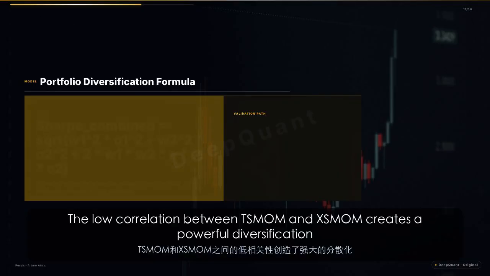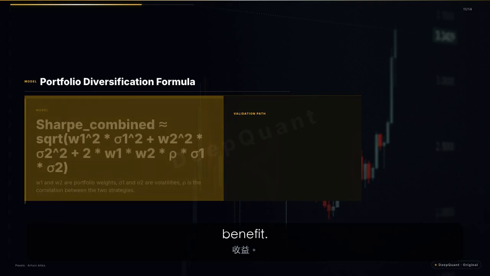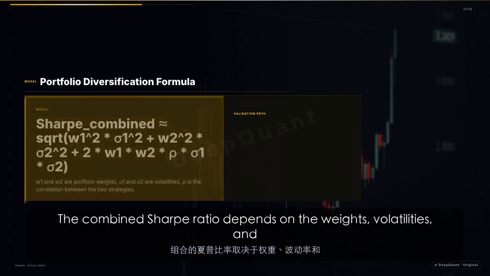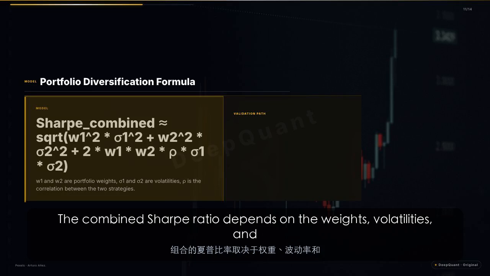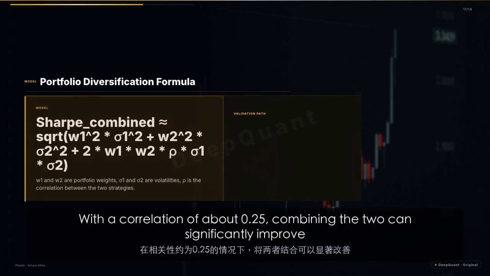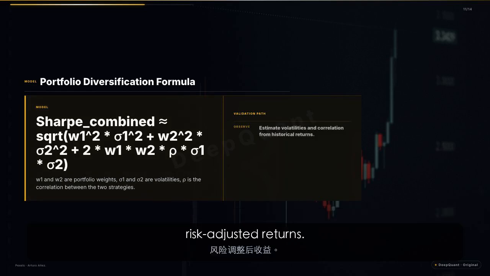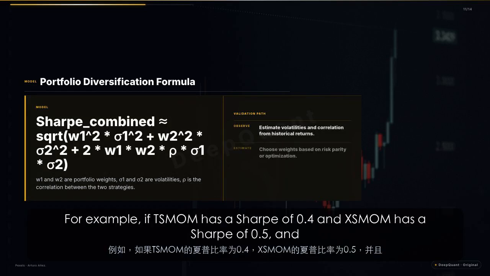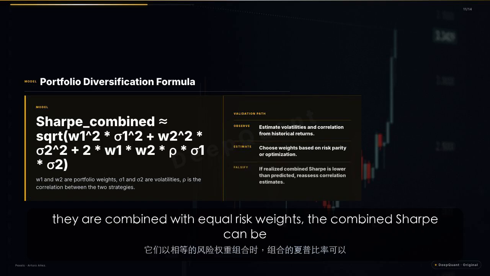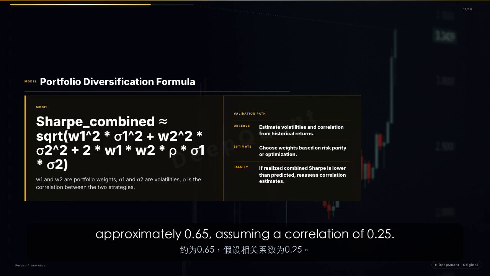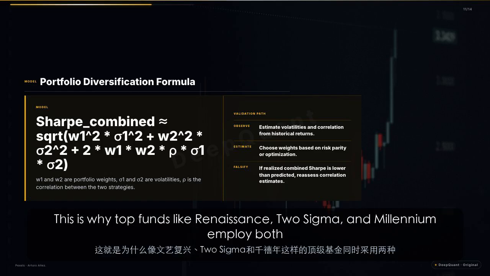The low correlation between TSMOM and XSMOM creates a powerful diversification benefit. The combined Sharpe ratio depends on the weights, volatilities, and correlation. With a correlation of about 0.25, combining the two can significantly improve risk-adjusted returns. For example, if TSMOM has a Sharpe of 0.4 and XSMOM has a Sharpe of 0.5, and they are combined with equal risk weights, the combined Sharpe can be approximately 0.65, assuming a correlation of 0.25.